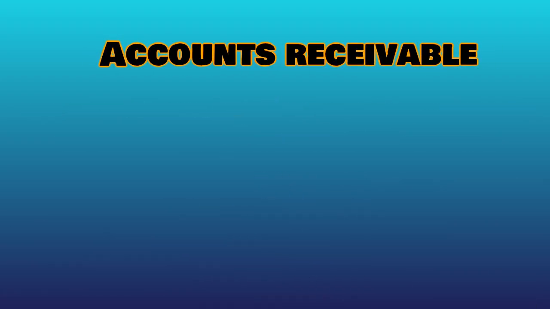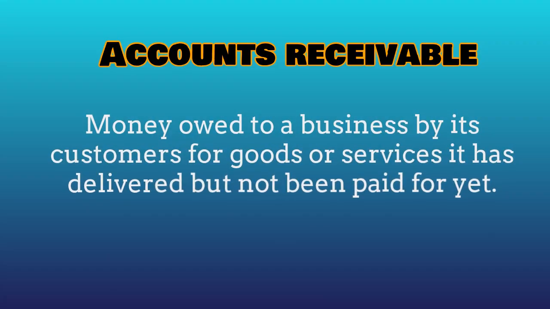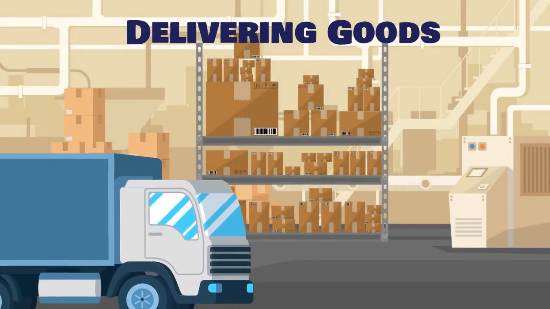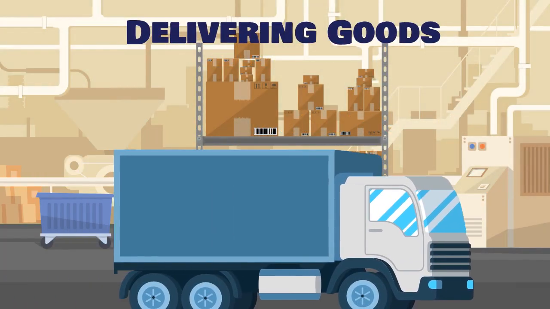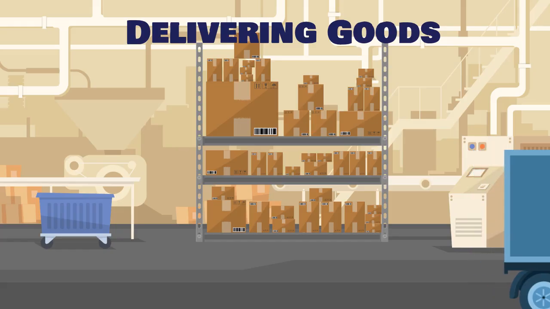To the next common short-term asset, accounts receivable. Accounts receivable is money owed to a business by its customers for goods or services it has delivered but not been paid for yet. Let's look a little deeper into goods versus services. If you are selling products, then the sale is complete and money is due to you once those goods have been delivered. That money due to you is an account receivable.